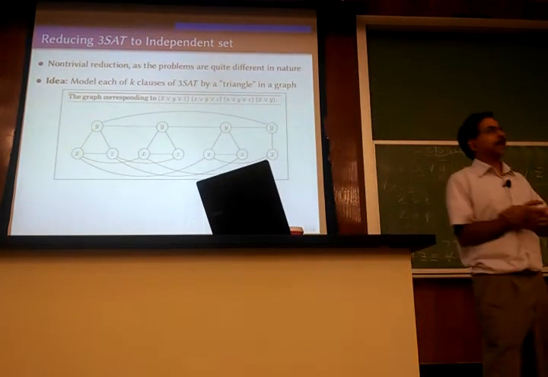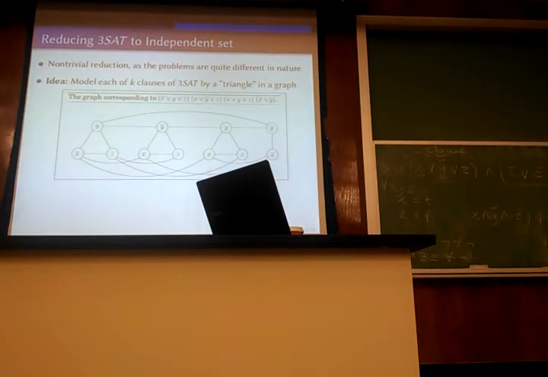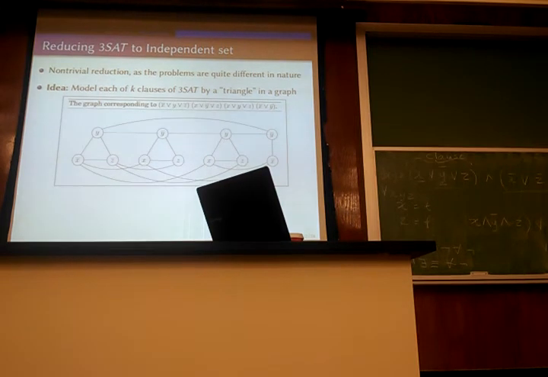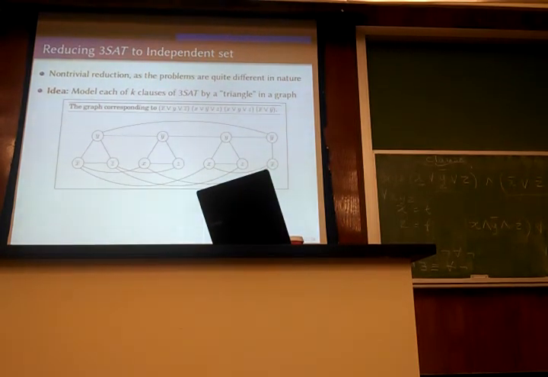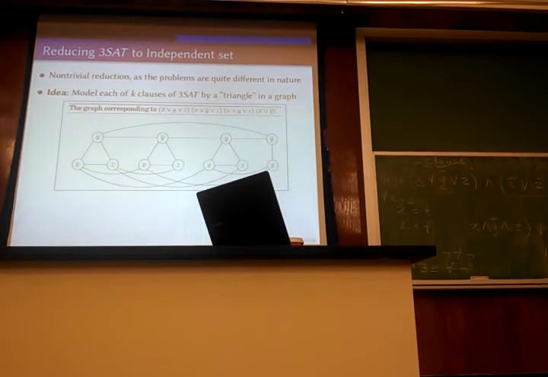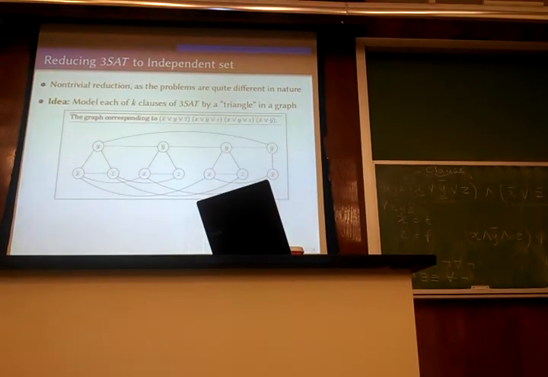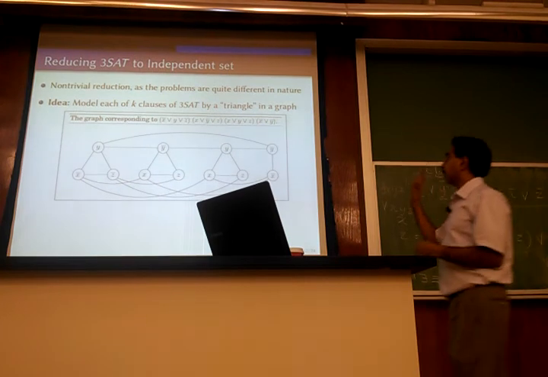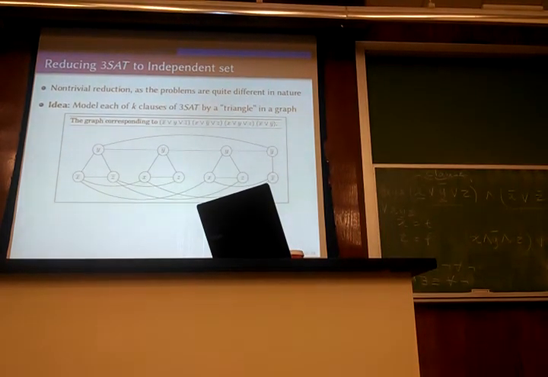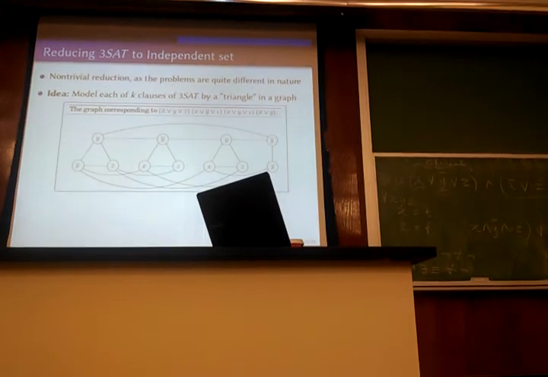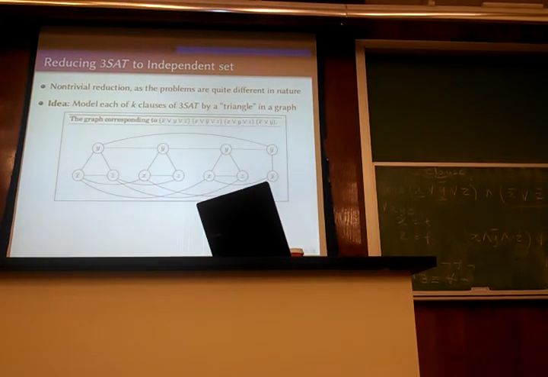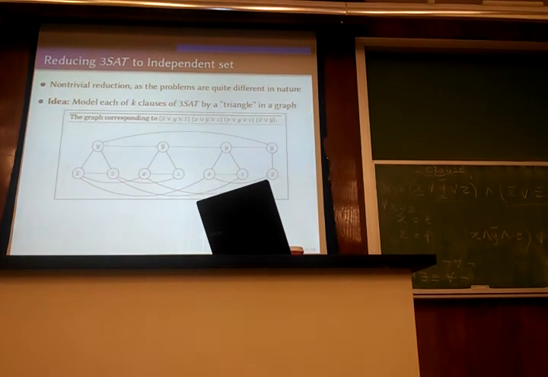Reducing 3SAT to independent set. This is a little bit harder because independent set is a graph problem. SAT to 3SAT is easy because both were satisfiability problems, and all we needed was some simple variable twiddling and we got the answer. But if you want to show that independent set is NP-complete, we have to start with what we have, because so far we've only shown SAT and 3SAT to be NP-complete.